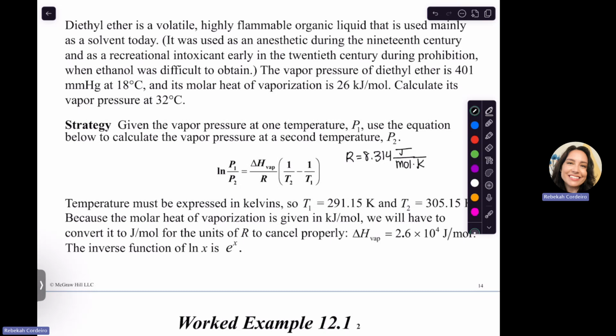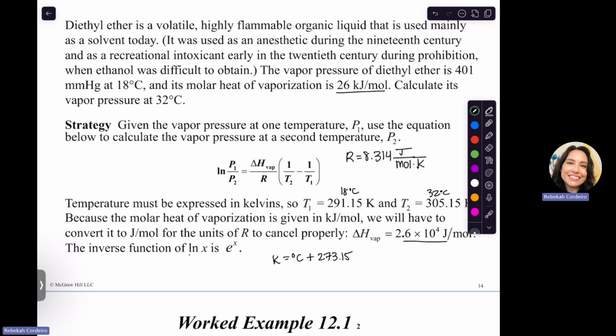So this is my T1, 18, which used to be 18 degrees C. And my T2 used to be 32 degrees C. I just used the formula: Kelvin is equal to Celsius plus 273.15, which is also on your equation sheet. Molar heat of vaporization, I gave it to you in kilojoules per mole. We have to have it in joules because that's the unit of R, so just do a quick conversion there.